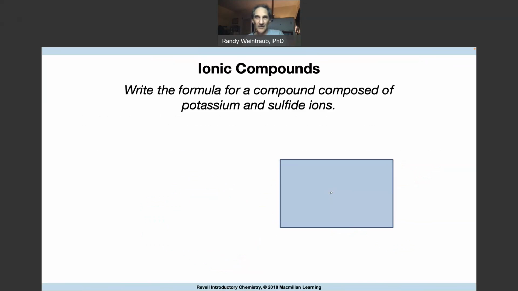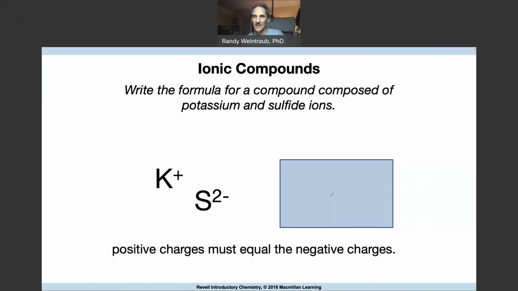Some ionic compounds contain anions and cations that have different charges. For example, considering the solid composed of potassium and sulfide ions. Potassium has a +1 charge, while sulfide has a 2- charge. To form the neutral solid, the positive charges must equal the negative charges. In order for this to happen, 2 potassium ions form with each sulfide ion.